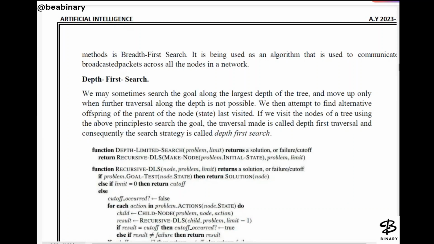We may sometimes search for the goal along the largest depth of a tree and move up only when further traversal along the depth is not possible. We then attempt to find the alternative offspring of the parent of the node last visited. If we visit the nodes of a tree using the above principle to search for the goal, we are using the depth first traversal. So here we are talking about the height or the depth of a tree.